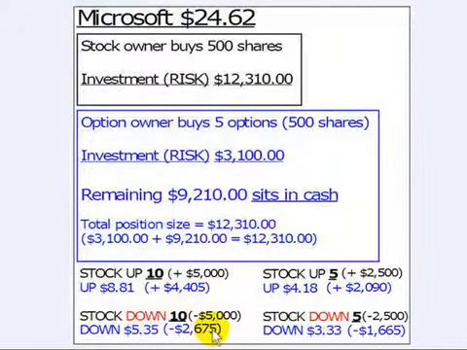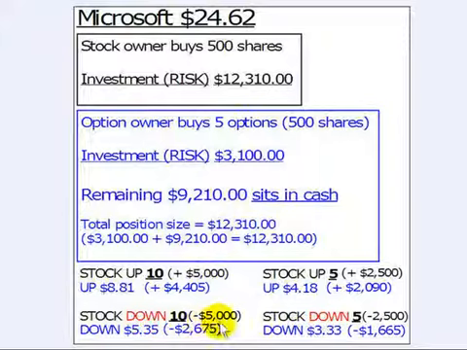Now, same thing over here. Stock moves up by 5, we either make $2,090 or, down by 5, we only lose $1,665. Great risk reward ratio. But I told you that I would not only show you how to make more when you're right than you lose when you're wrong. I told you I'd also show you how to make more than the stock owner made when the stock owner was right, while also losing less when you're wrong.